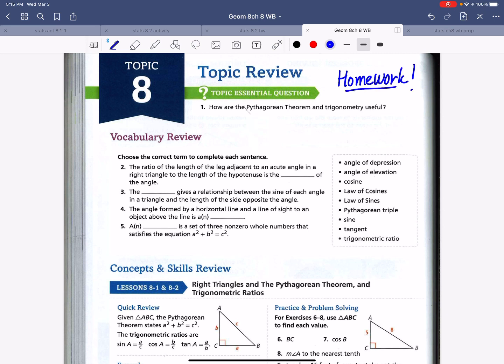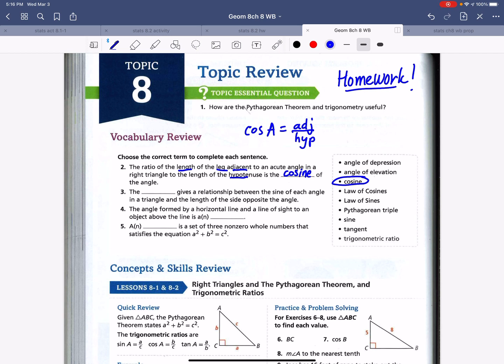So it says the ratio of the length of the leg adjacent to an acute angle to the length of the hypotenuse. Okay, so we say, what is that? Well, that looks like the cosine of an angle, doesn't it? So we're going to put the cosine. That's the name, the word all spelled out.